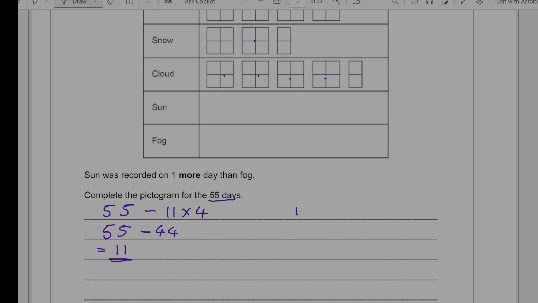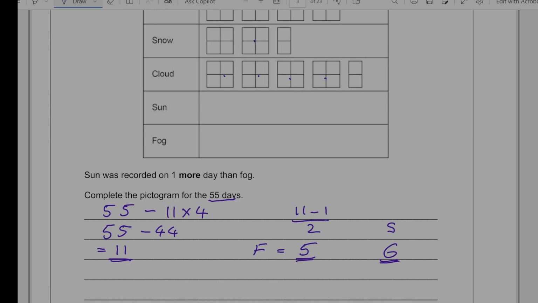So if I do 11, because there's one more day for fog, I'm going to go minus 1 and then halve that number. So that's going to be 10 divided by 2, which is going to give me 5. So one of them is going to be 5, and then the other one is going to be 6. So let me just check I've got this the right way around. Sun was recorded one more day than fog. So this is going to be sun, and this is going to be fog.